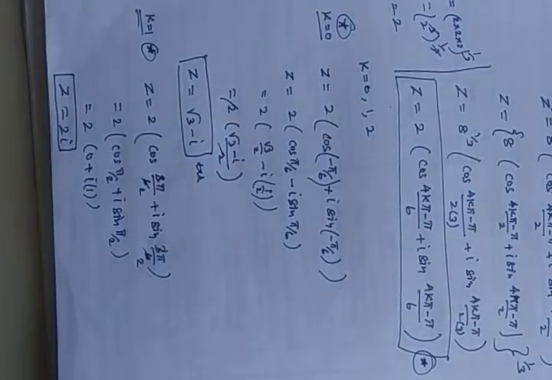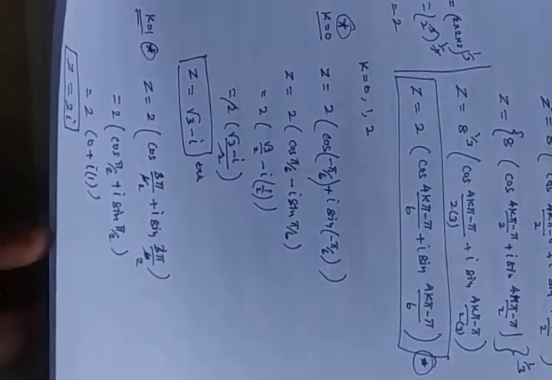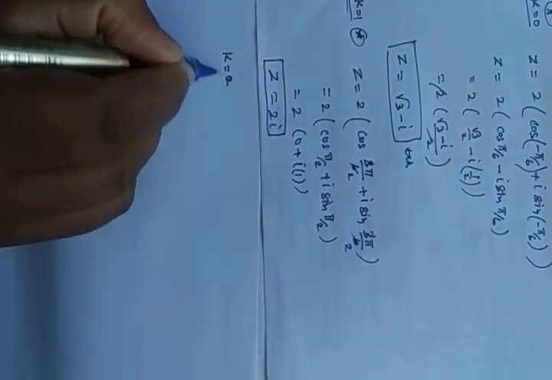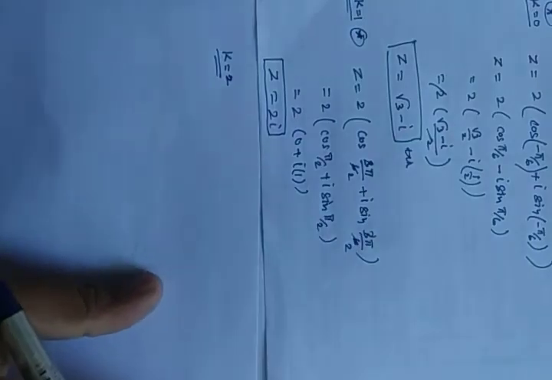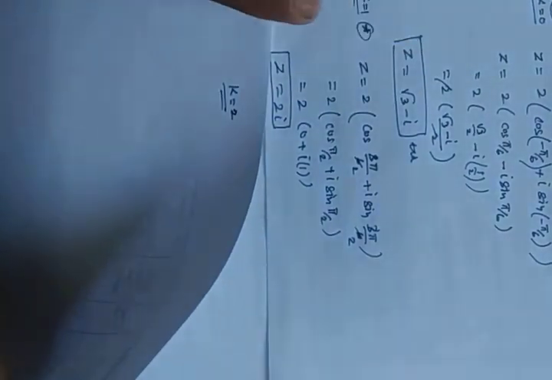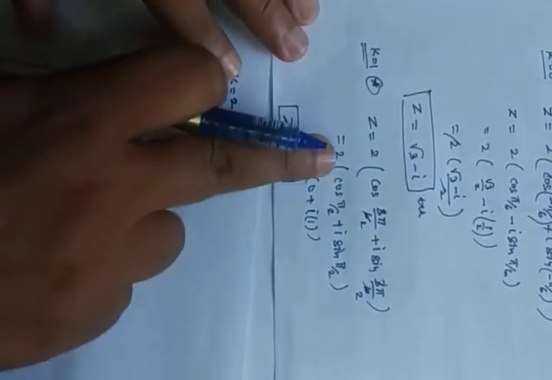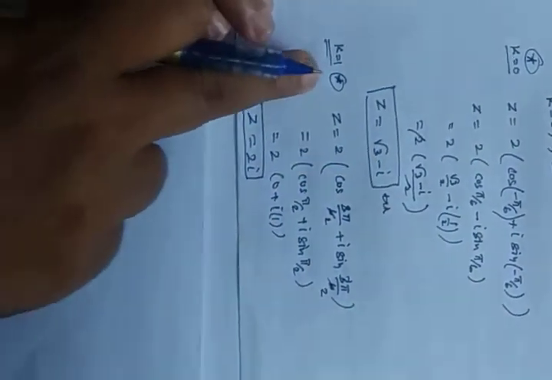So this is the 2i we are getting. Next, we need to solve the same by putting k equals 2 in the starred equation. For k equals 0 and k equals 1 you have already got the values. Now you need to put k equal to 2.